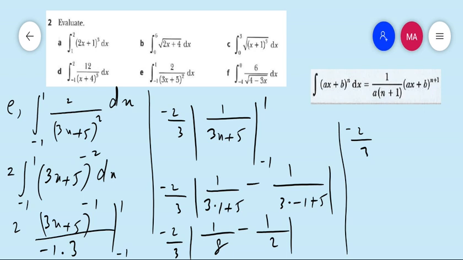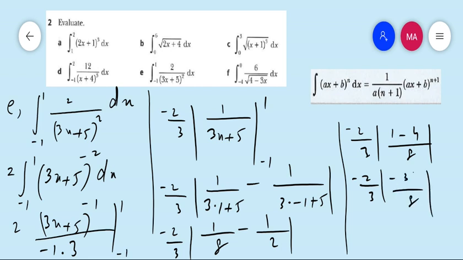minus 2 upon 3, taking the LCM 8, 1, 2 4s are 8, minus 2 upon 3, 4 minus 1 is minus 3 upon 8, 3 3s are cancelled, 2 2s are 2 4s are 8, sorry, plus 1 upon 4, or plus 1 upon 4 can be written 0.25. This is the answer of part E.